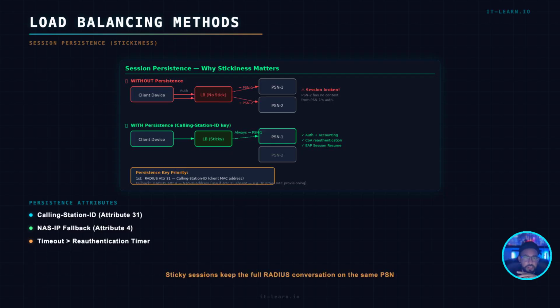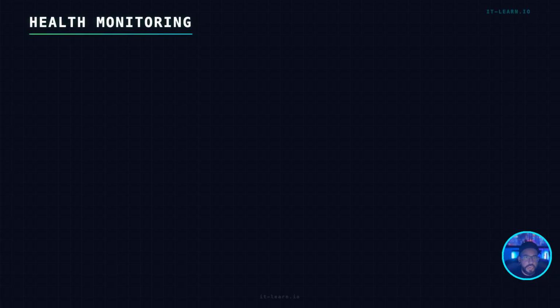Also, it's important that the timeout value on the persistence rules be long enough to cover your full reauthentication cycle. The default 2 minutes is way too short, and Cisco recommends setting it at least 1 hour beyond your highest reauthentication timer. Next, we're going to go over health monitoring.